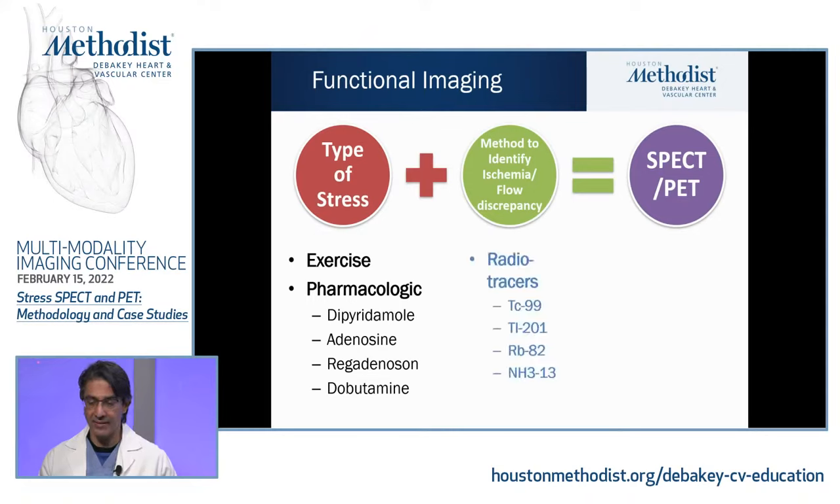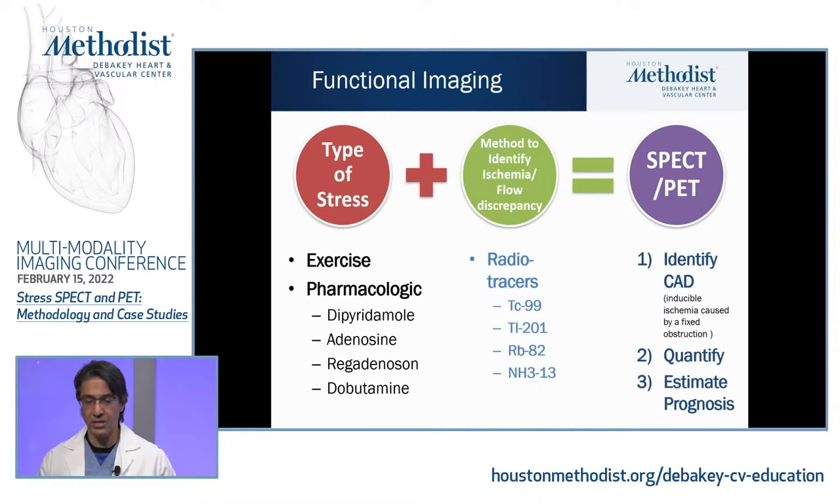Then we need the method to identify ischemia. Here, of course, we're using nuclear imaging, and for that we need specific radiotracers for both SPECT and PET. For SPECT radiotracers, we'll be going over technetium-based agents and thallium, and for the PET radiotracers, rubidium and ammonia. And then, once you are able to image the patient and create an image, I'll show you how these tests can help you to identify coronary artery disease, quantify the degree of abnormality, and then help you to estimate prognosis and hopefully help you with decision making.